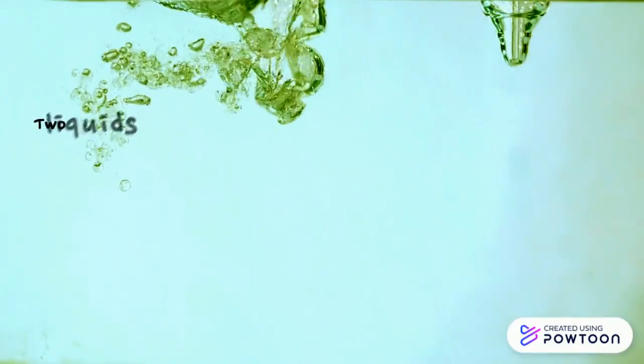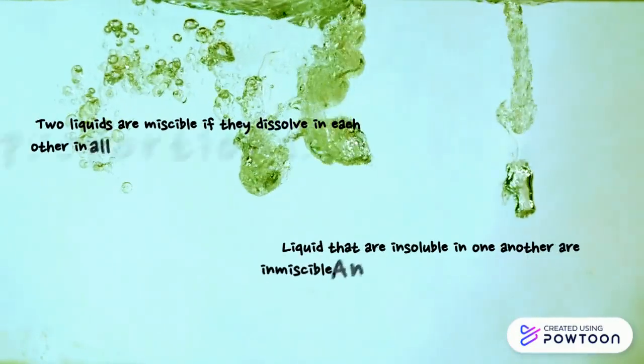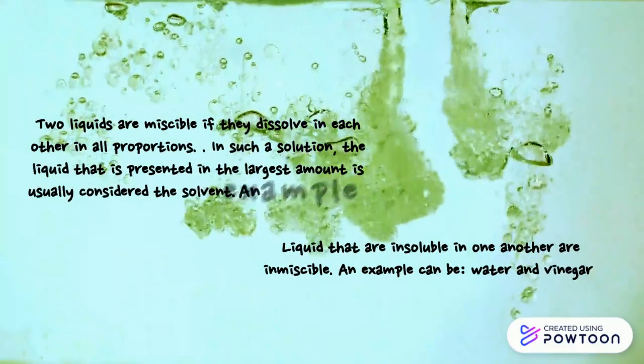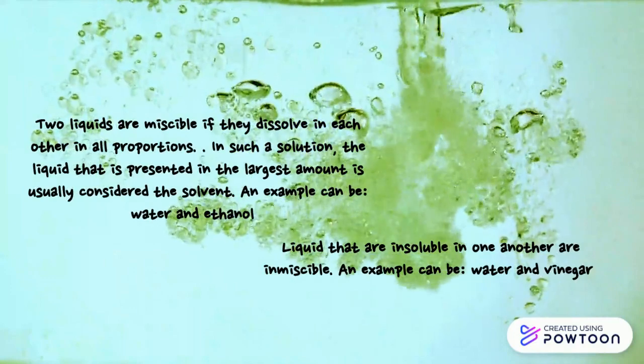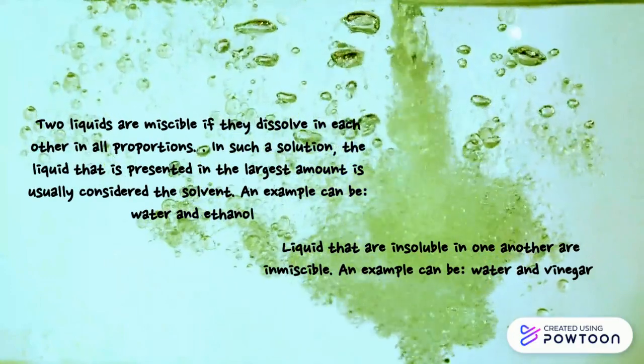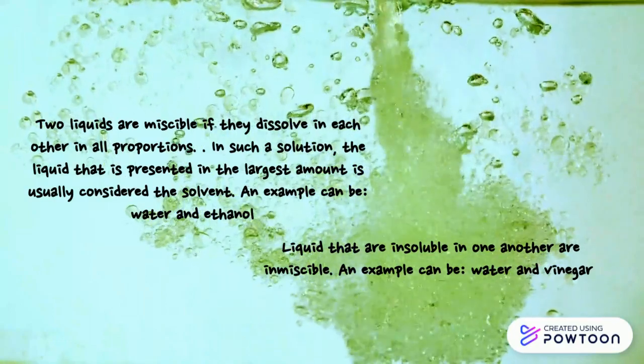Two liquids are miscible if they dissolve in each other in all proportions. In such a solution, the liquid that is present in the largest amount is usually considered the solvent. An example can be water and ethanol. Liquids that are insoluble in one another are immiscible. An example can be water and vinegar.